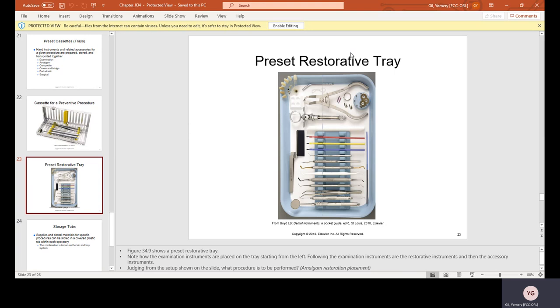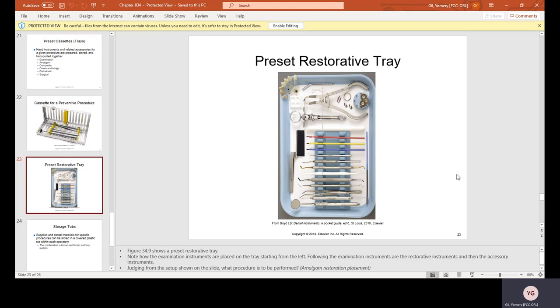This is an example of a preset restorative tray. So what this means is that the tray is already set up for this specific procedure. So this is a procedure for, I think this is for a root canal. Yes, for a root canal. Okay.